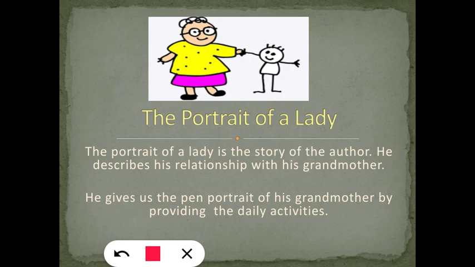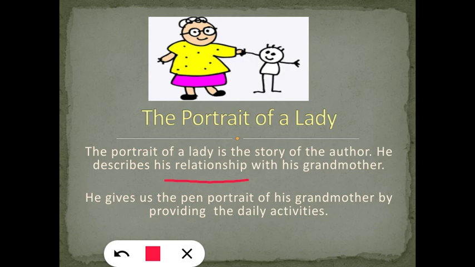The Portrait of a Lady is the story of the author. He describes his relationship with his grandmother. So, the very important word you got to understand here is that the story is about relationship, and relationship is a very important thing in our life, isn't it? And here the author is talking about his relationship with his grandmother. He gives us the pen portrait of his grandmother by providing the daily activities that she used to do, right?